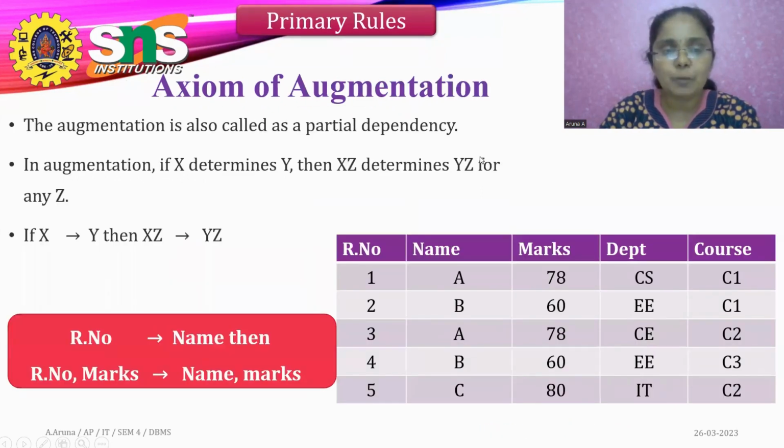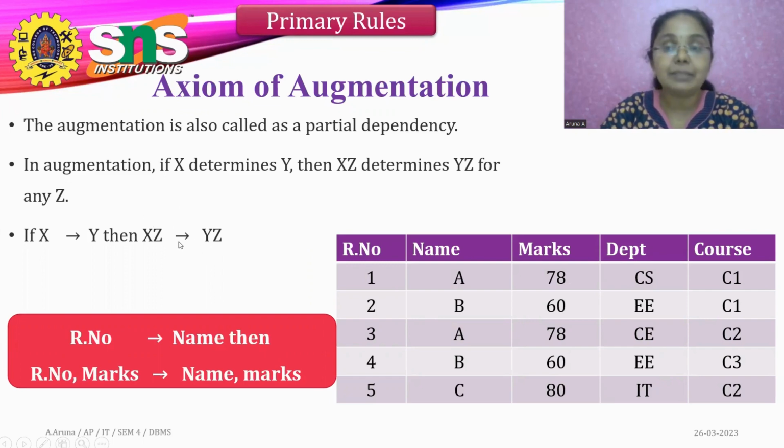The next thing is augmentation. Augmentation is nothing but attributes can be added on the left side and the right side. For example, it is a partial dependency. We can't say it is a fully functional dependency. In augmentation, if x determines the value of y, then xz determines the value of yz. So z can be added in both the x component as well as the y component.